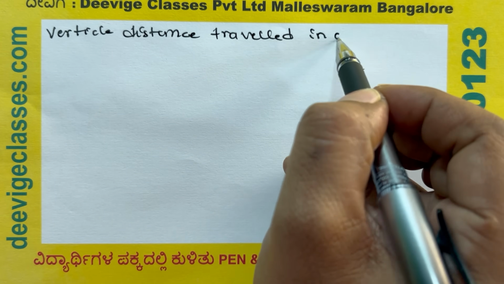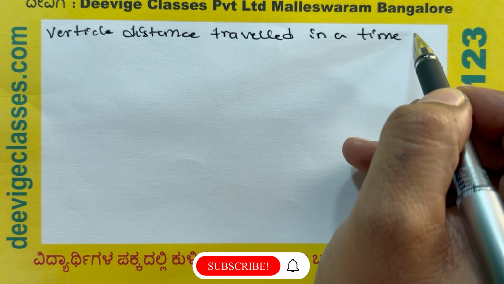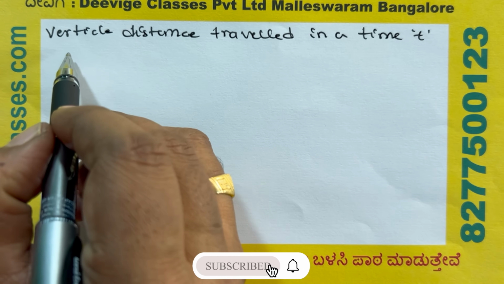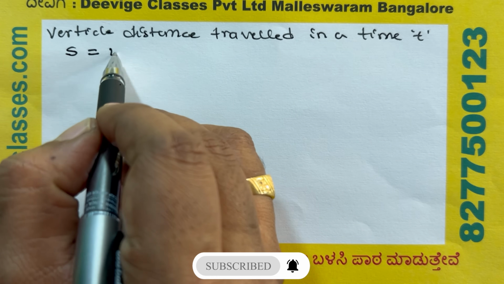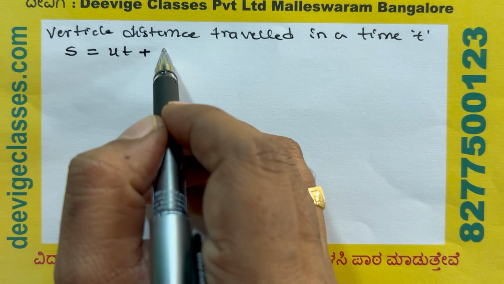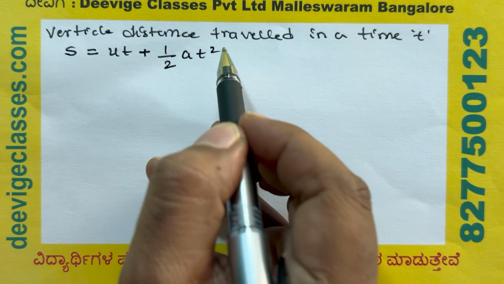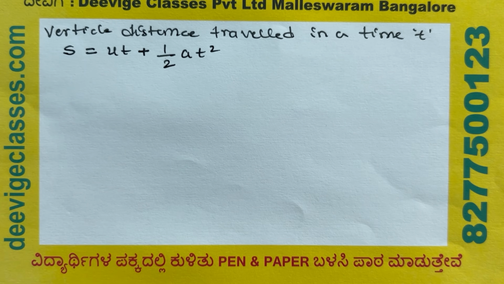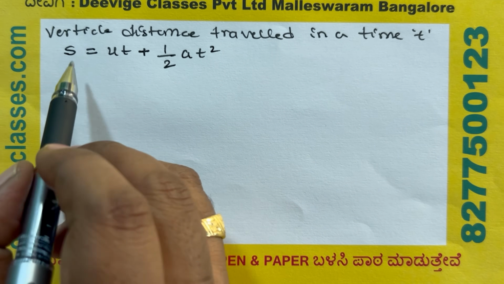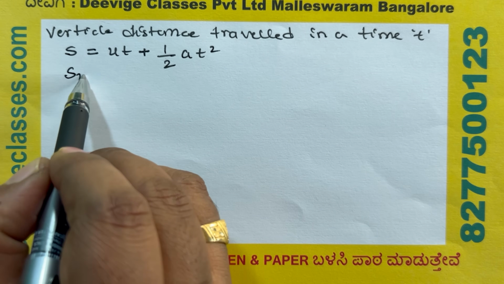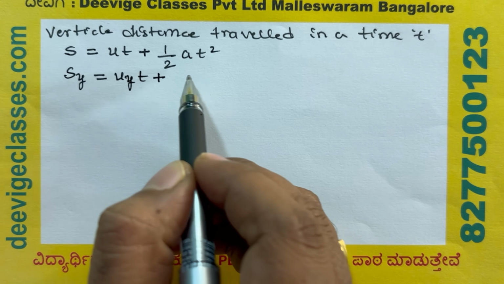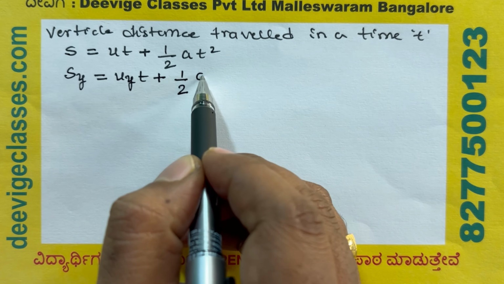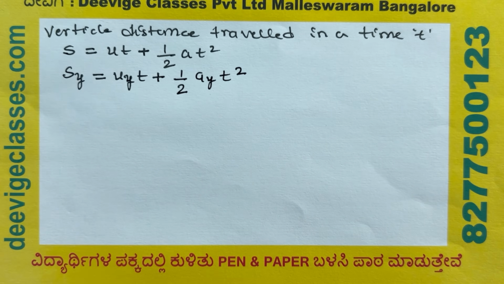The distance traveled in a time t is given by, let us write the general formula first: s is equal to u t plus half a t square. Okay, so now we are referring only to vertical distance, correct? So I can write here s suffix y is equal to u suffix y into t plus half into a suffix y into t square, correct?